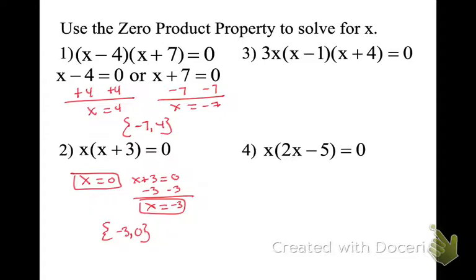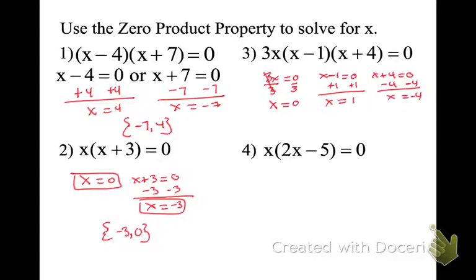So on number 3, we have to set all 3 to 0. So 3x equals 0, x minus 1 equals 0, and x plus 4 equals 0. You do have to write this, by the way, and you have to show how you get to the answers. And x equals 0. Add 1. x equals 1. Subtract 4. And x equals negative 4. So we have 3 solutions. Negative 4, 0, and 1.